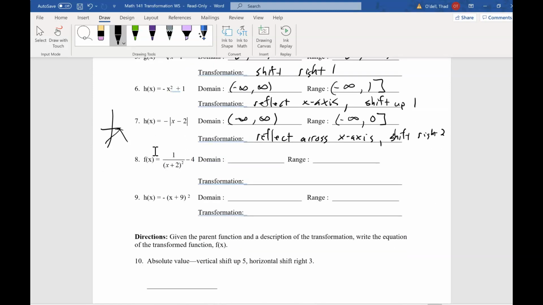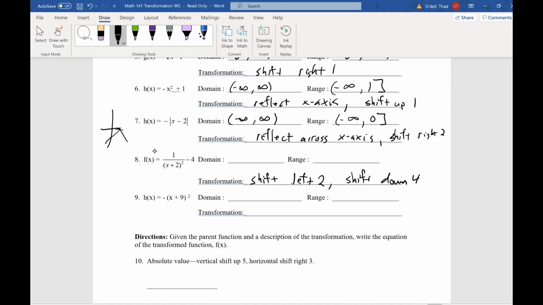Okay, so this has got a couple things going on. It's got a shift to the right, to the left, man, I almost did it again, to the left 2, and shift down 4.